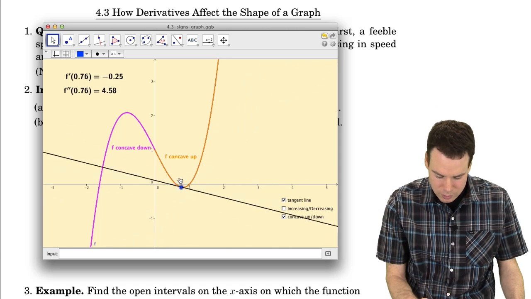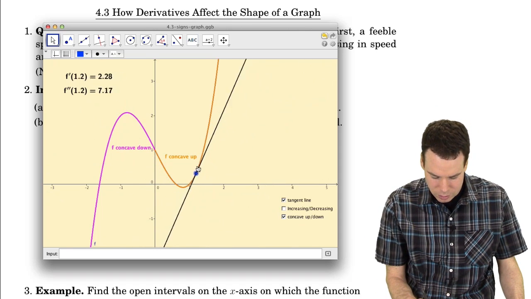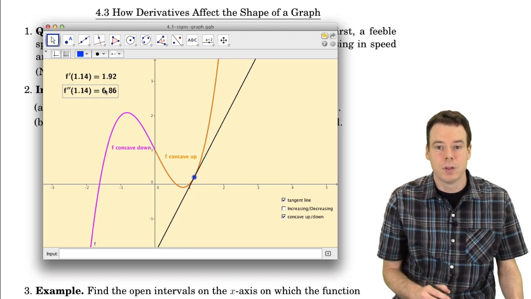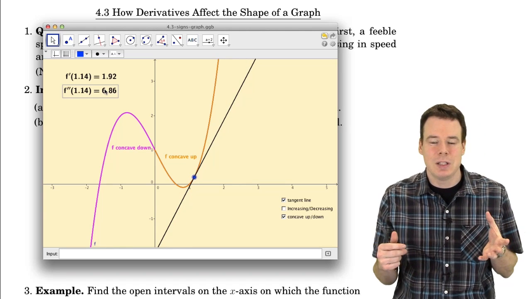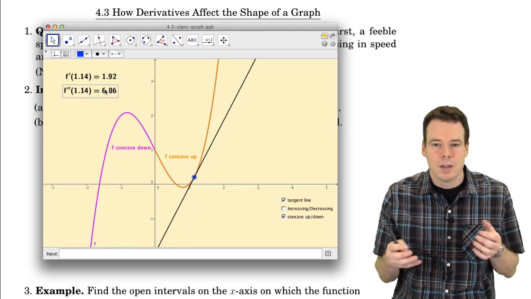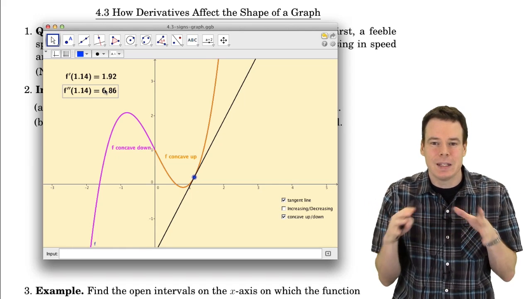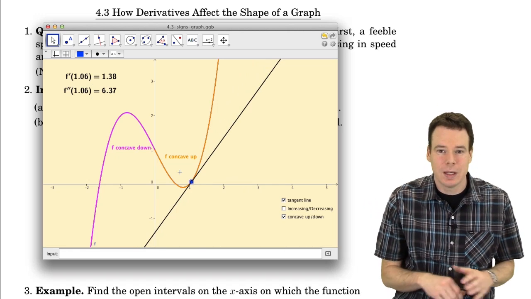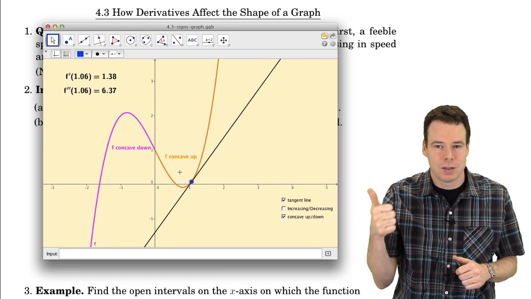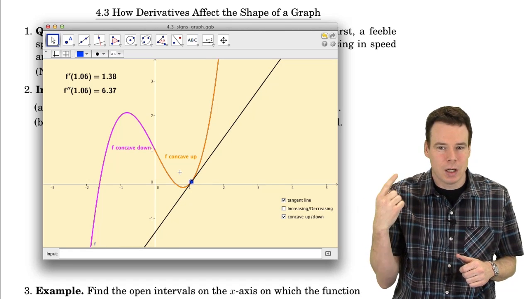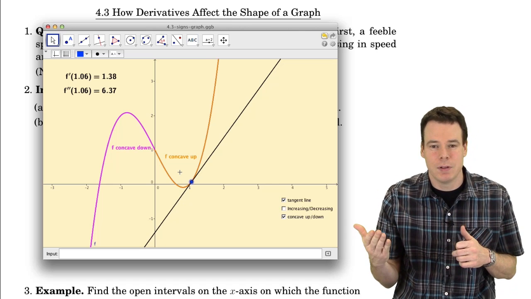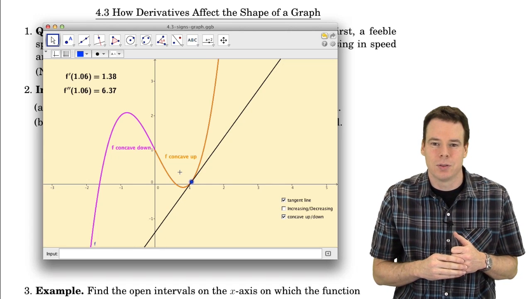And so we notice that on all these points along this concave up portion, the second derivative is positive. So the second derivative seems to be telling us information about the shape, whether it's opening upwards or opening downwards, the shape of the curve. So we get whether it's increasing or decreasing from the sign of the first derivative, and whether it's opening up or opening down, or concave up or concave down, from the sign of the second derivative.